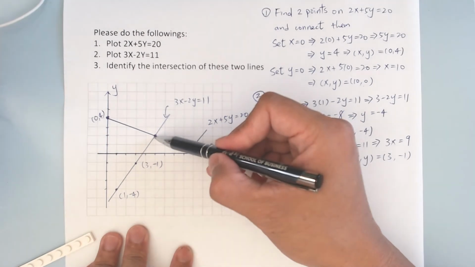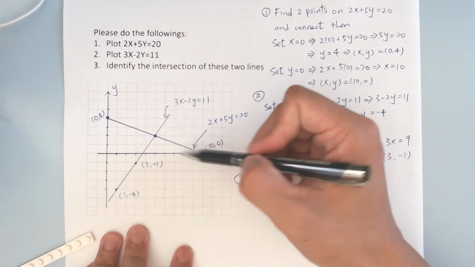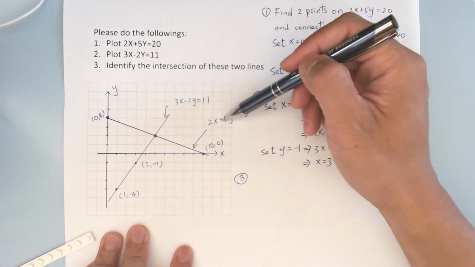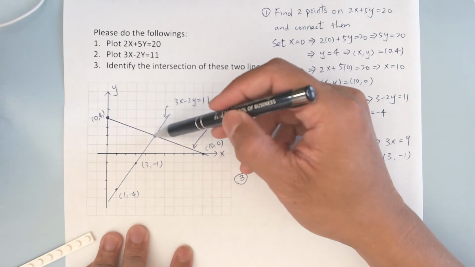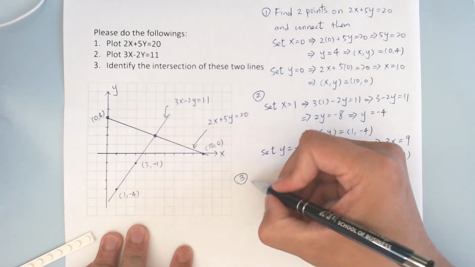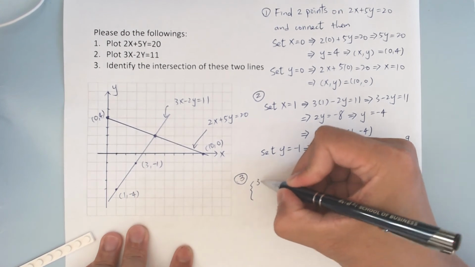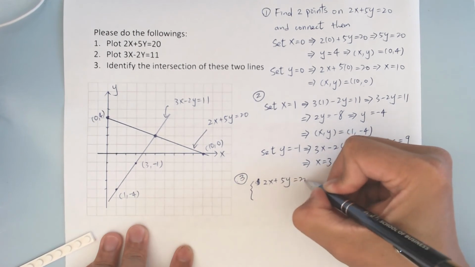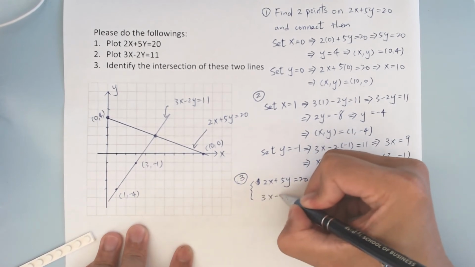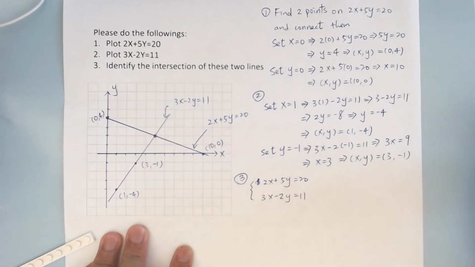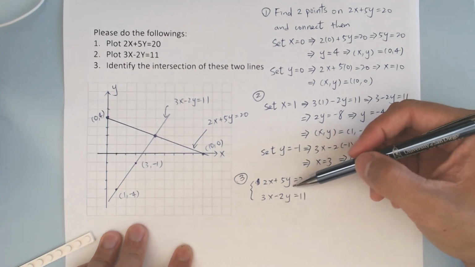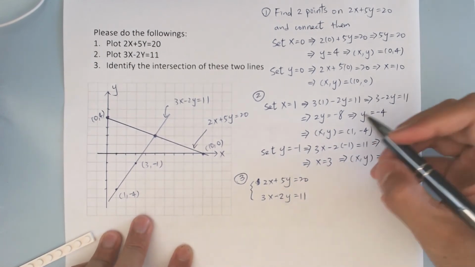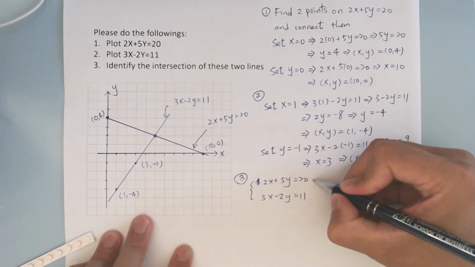To identify this intersection, that means we're trying to find x and y such that they satisfy both of the equations. This point needs to be on this line and also on this line. So that means this point needs to satisfy both of the equations simultaneously. In other words, all we need to do is to solve this system of two equations with two unknowns. So the rest is algebra. There are many ways to solve this. I'm presenting one of the ways.